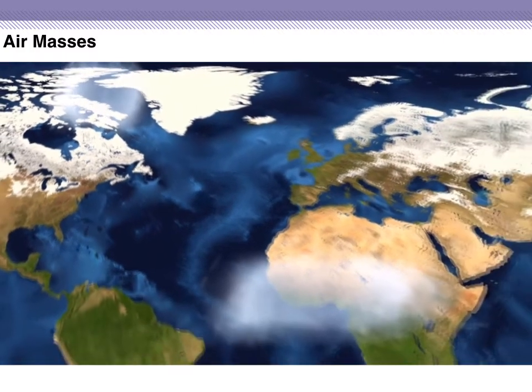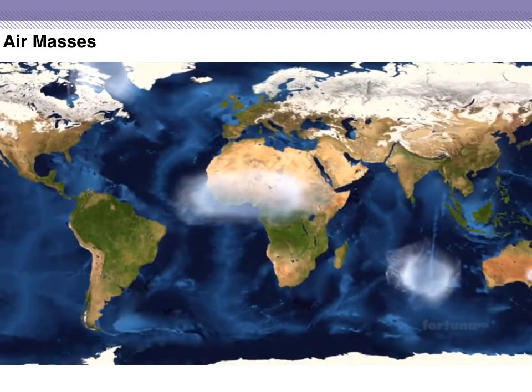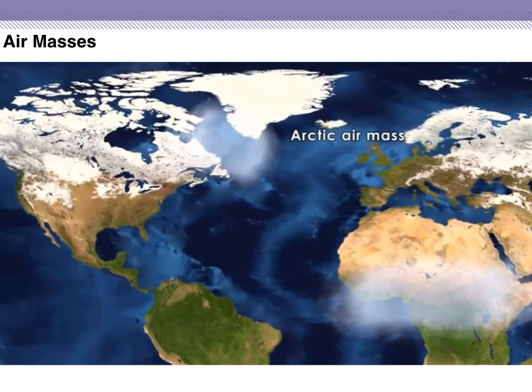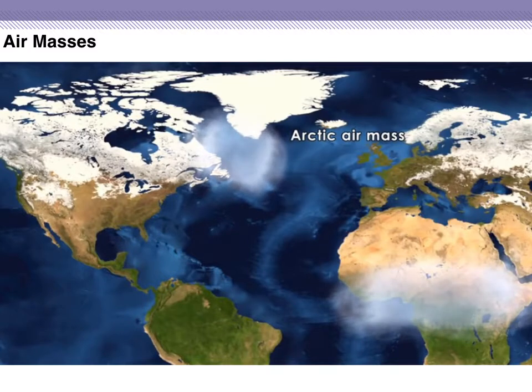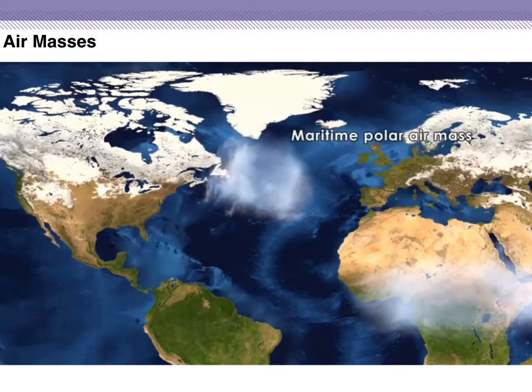As these air masses move across Earth's surface, they will change, becoming modified according to the characteristics of the location beneath them. For example, an Arctic air mass with very cold and dry air moving across the ocean will become warm and moist, changing over to a moist maritime polar air mass.